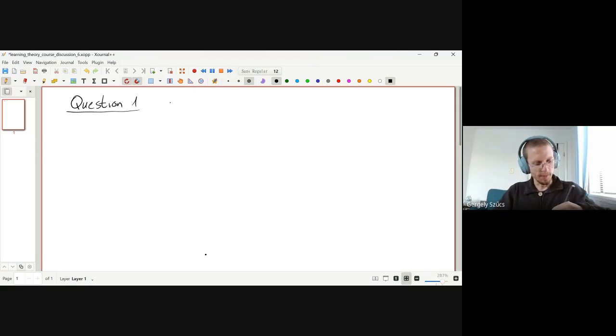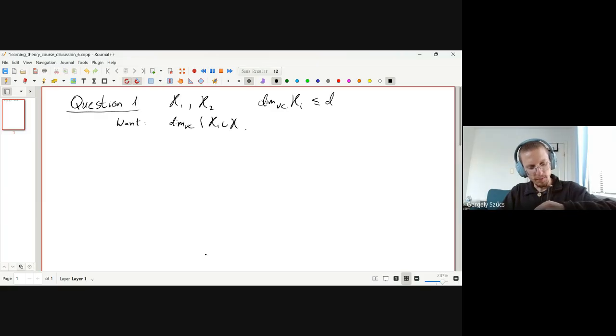So question one, I think this is something someone asked about, like what happens to the unions of hypothesis classes, and then it's sort of a more general result that one can prove, but this is a special case where we had two hypothesis classes, H1 and H2, and we assumed that each of them had VC dimension at most D. And then we wanted to show that the VC dimension of their union is at most 2D plus 1.